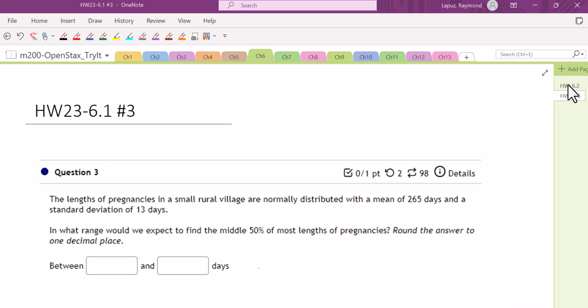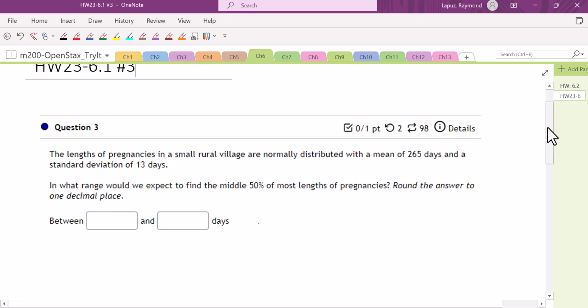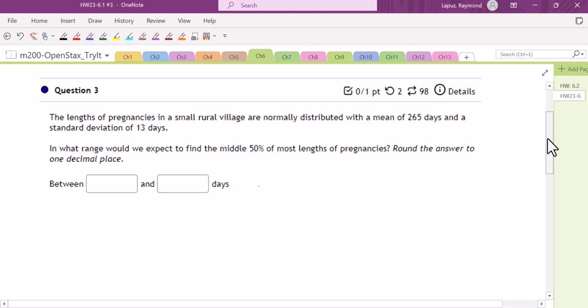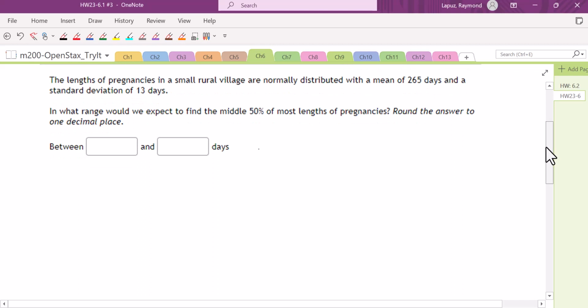This is a homework problem from section 6.1. It says that the lengths of pregnancies in a small rural village are normally distributed with a mean of 265 days and a standard deviation of 13 days. What range would we expect the middle 50% of the lengths of pregnancies to be? Round the answer to one decimal place.